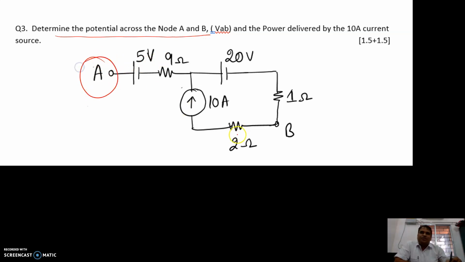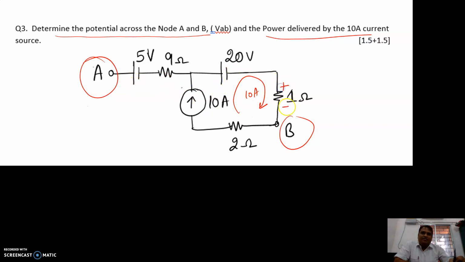So that is the question: nodes A and B are asked, and the power delivered by the 10 ampere current source. This question is again a very easy one. The 10 ampere current source is there, so the current in this branch is 10 ampere. No need to evaluate, it is directly 10 ampere. The current will not go this side.